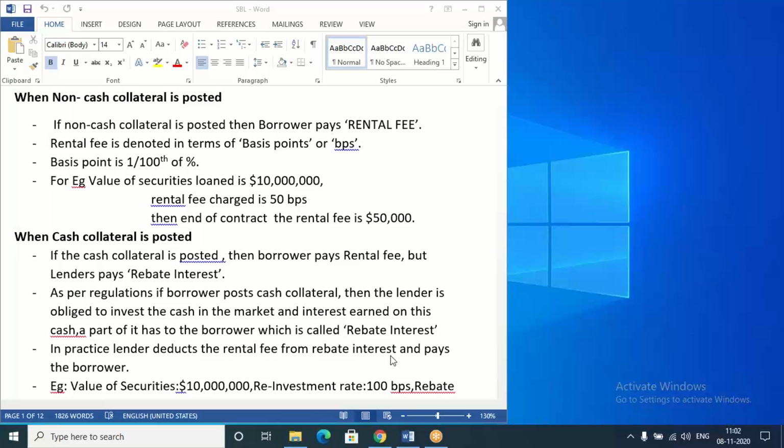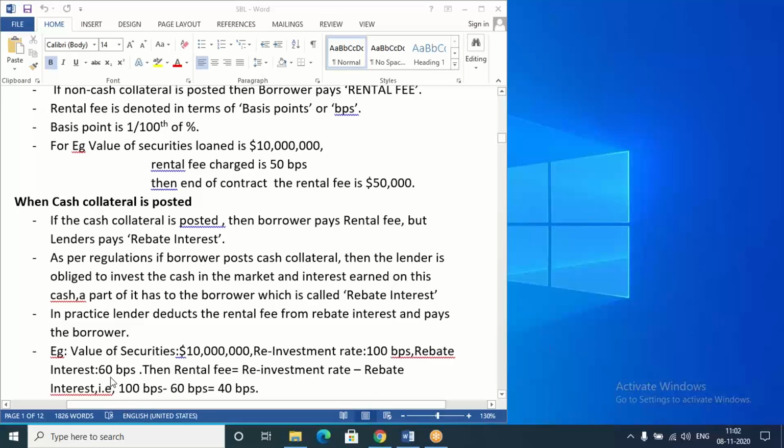In practice, what the lender actually does is, I've loaned you securities, you've given me cash, and I'm going to charge you a rental fee. The lender takes that cash and reinvests it in the market, and he's getting, say, a 100 BPS investment rate. Out of that, he's going to rebate, let's say, 60 BPS to the borrower. So he just deducts this from the reinvestment rate, and the remaining becomes his rental fee. Is everyone clear with this, or do you want me to explain it more?